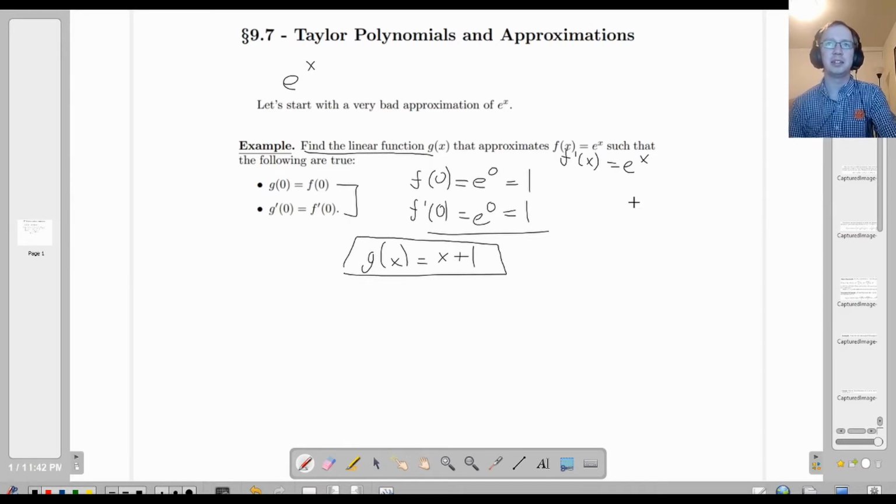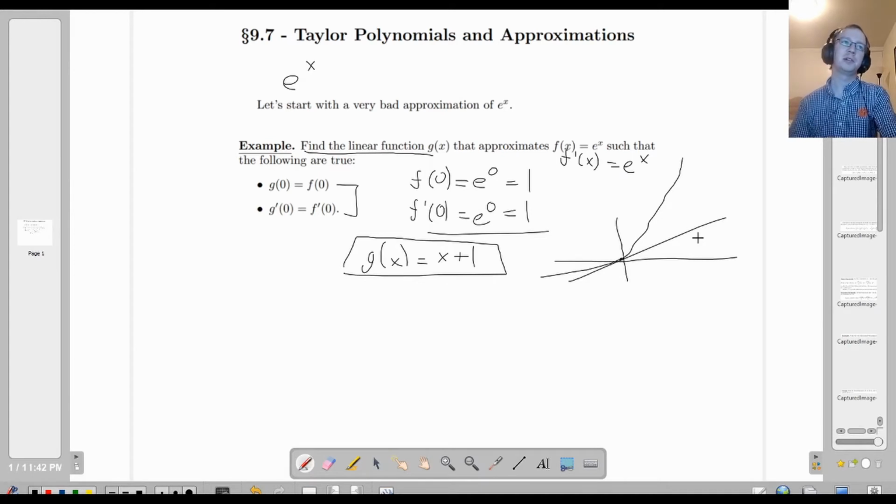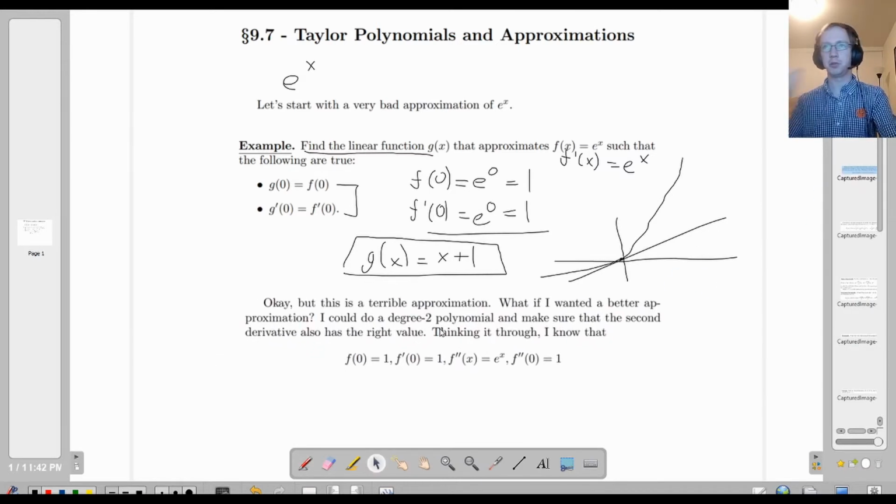Now obviously a linear function is not going to look much like my exponential function. If I get anywhere away from 0, these two graphs are going to be very different. So what I might want to do instead is, let's say I wanted to have a bigger degree function, like maybe a quadratic function. So let's look at that really quick. Once again, we're trying to approximate e to the x using a quadratic function, but this time I want 3 different things to be true. The value should agree at 0, the first derivative should agree at 0, and the second derivative should also agree at 0. So let's think for a minute about what a general quadratic function looks like.